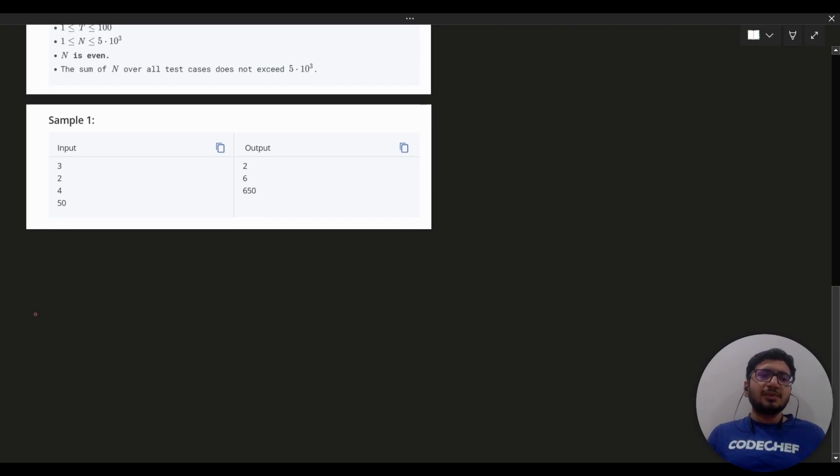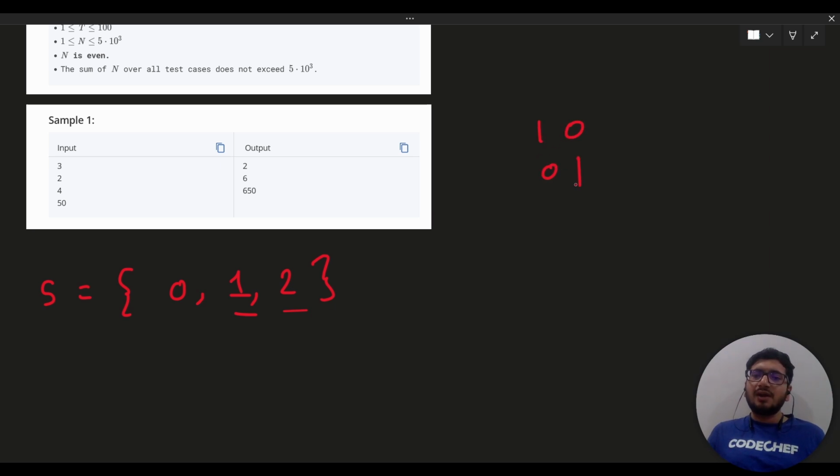So for the first sample input, our set has three elements, and those are 0, 1 and 2. Now let's say we choose the elements 1 and 2. If we do so, our score will get added by the maximum among these, that is 2. So we add 2 to our score. Then we take the bitwise AND of 2 and 1. If we write 2 in binary, it will be 1, 0. And if we write 1 in binary, it will be 0, 1.